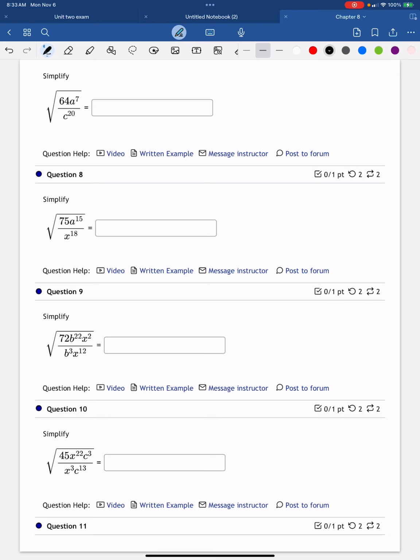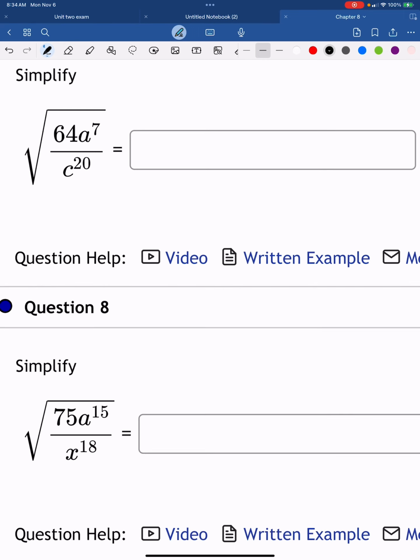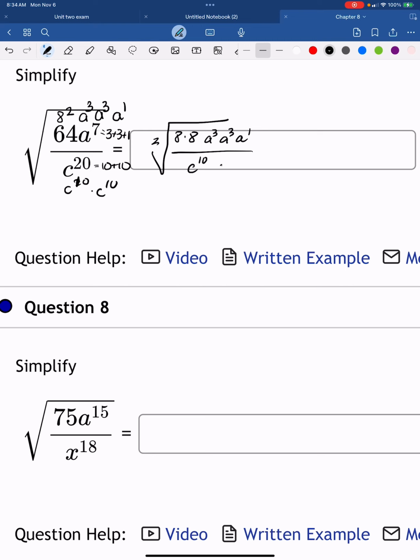With fractions, we still just keep the fraction going. 64 is 8 squared, a to the 7th. So we already know the 7 was 3 plus 3 plus 1, so this is a to the 3rd, a to the 3rd, a to the 1. 20 is just equal to 10 plus 10, so this will be c to the 10th, c to the 10th. So I'm dealing with my square root of 8 times 8, a cubed, a to the 1, all over c to the 10th, c to the 10th.